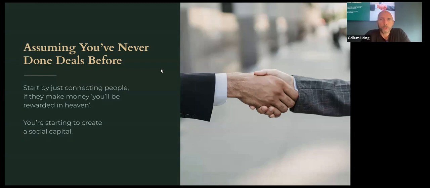What you don't want to do is be somebody that's constantly trying to focus on what you get out of the deal. Instead, focus on how other people can get value from the deal.